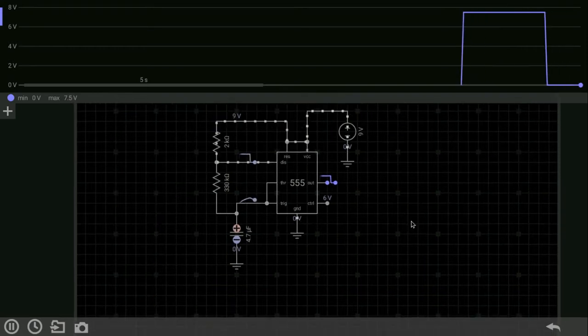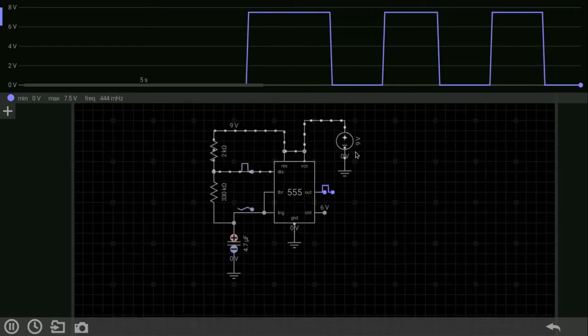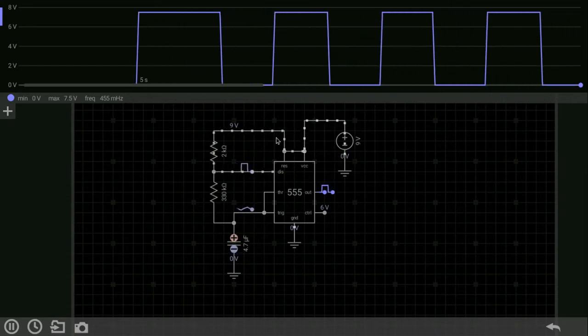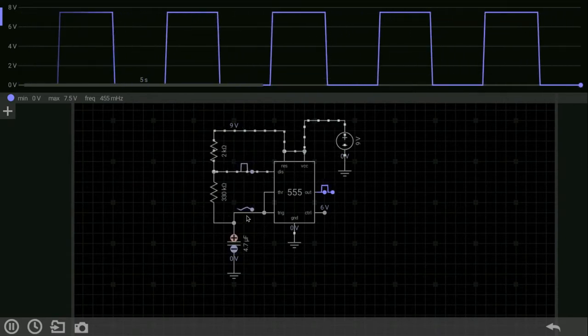So as you can see right here, there is a waveform being generated at pin 3, and there's some current being switched off and on right here. So we can visualize any part of this.